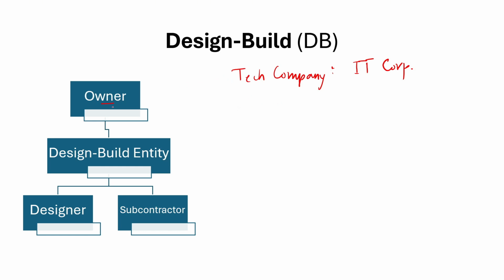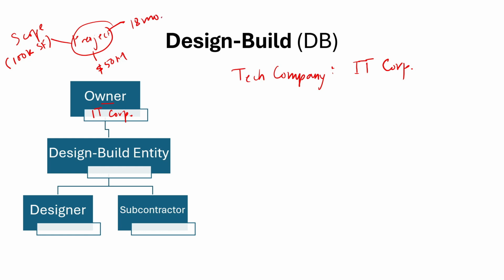So in this case, the owner is IT Corp. In this project, let's say a scope of a 100k square foot building with a budget of 50 million, and the timeline is 18 months.